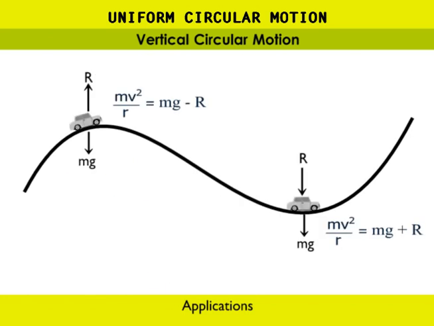At the valley bottom, R and mg act in the same direction, so the resultant force, which provides the centripetal force, mv squared over r, is equal to mg plus R.